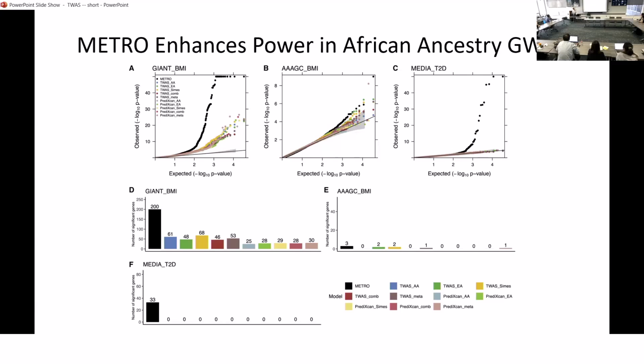You get much higher power compared with all the other methods. And this is very obvious over here. We detect 200 genes using our METRO method by incorporating multiple genetic ancestries, and it's much higher compared with others. And our method is the only one that's detected any signals compared with all the other methods in the last study, the MEDIA study, which is a relatively smaller type 2 diabetes study.